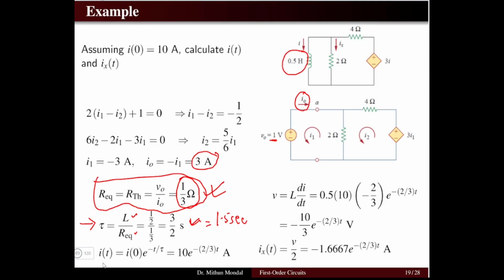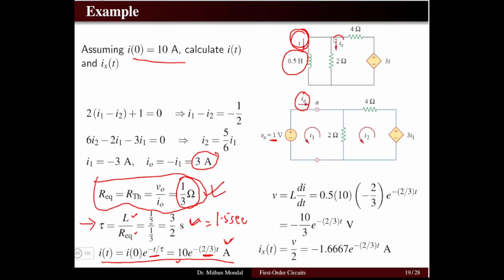Now the fundamental equation of the current is i of t equal to I0 e to the power minus t by tau, where I0 is given to be 10 ampere, so we put 10 ampere e to the power minus t by tau. Tau is 3 by 2, so the reciprocal will be 2 by 3 into t. So this is the equation that we have got for the current i of t. So the current that is flowing through the inductor, we have got it.